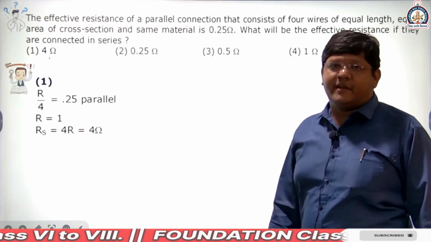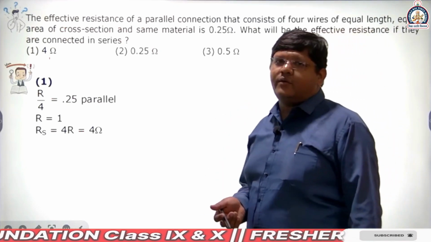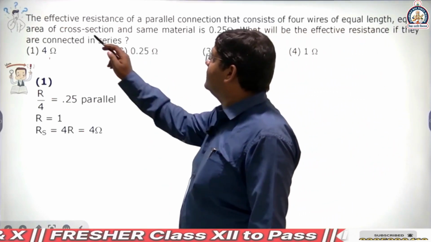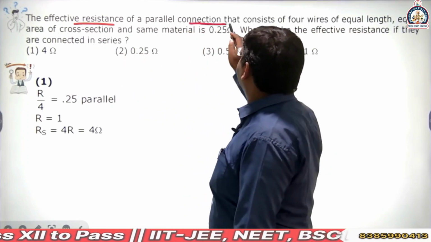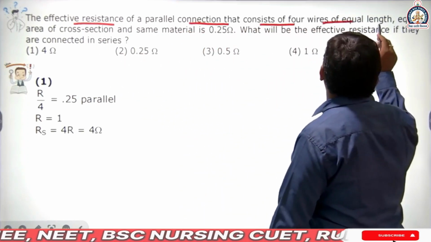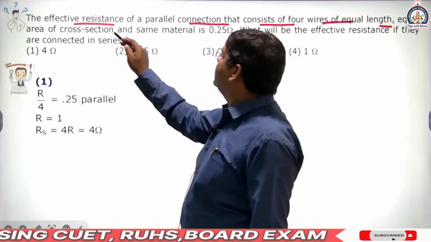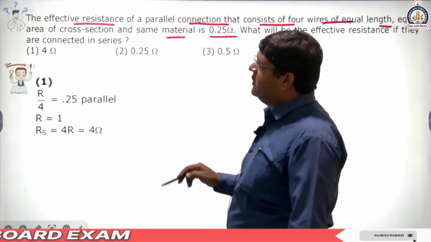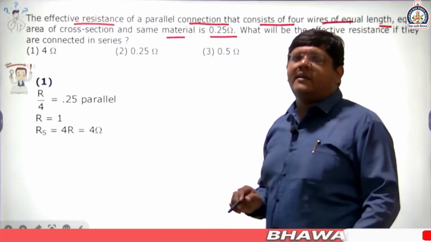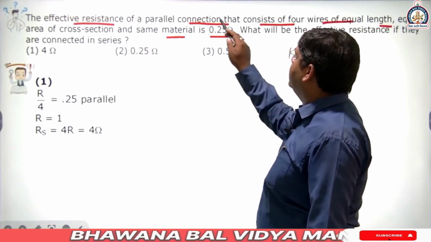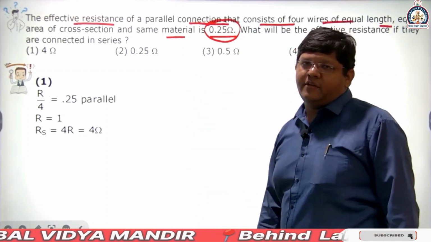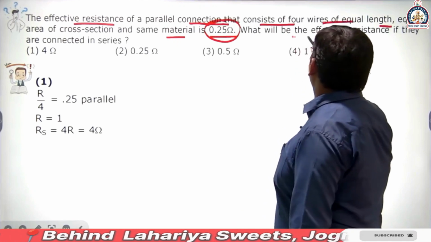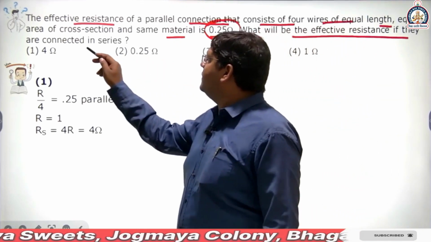Now moving to the next part, the question is related to your series parallel concept of resistance. The effective resistance of a parallel connection that consists of 4 resistors of equal length, equal area of cross section and equal metal is 0.25 ohm. What will be the effective resistance if they are connected in series?